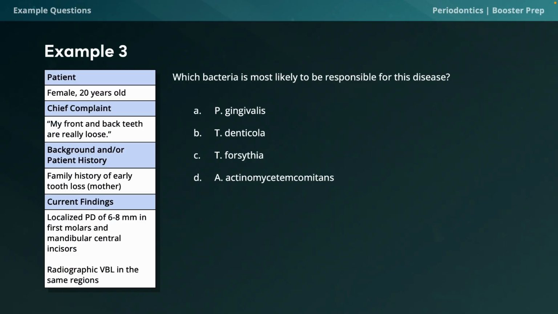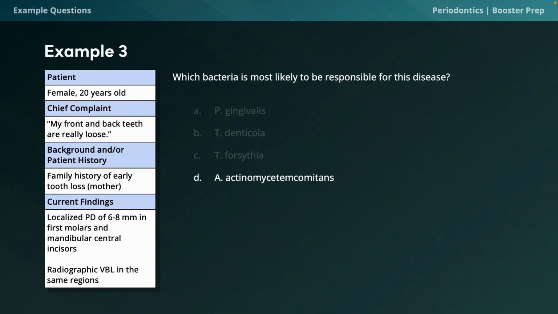Here's a clinical scenario of a female patient who's 20 years old. Her chief complaint is that her front and back teeth are really loose. She has some family history of early tooth loss, and her current findings include localized probing depths of 6 to 8 millimeters in the first molars and mandibular central incisors. There's also radiographic vertical bone loss in the respective regions. So what bacteria is most likely responsible for this disease? Please pause the video again, and when you're ready, hit resume.